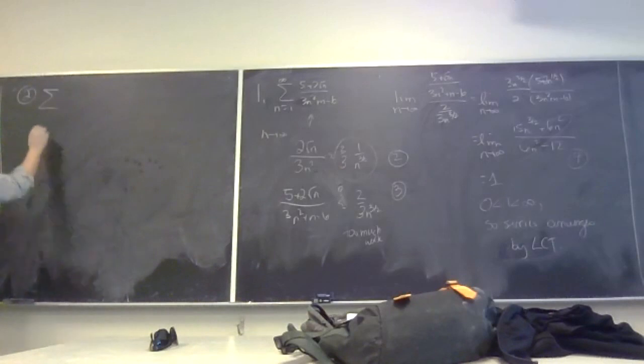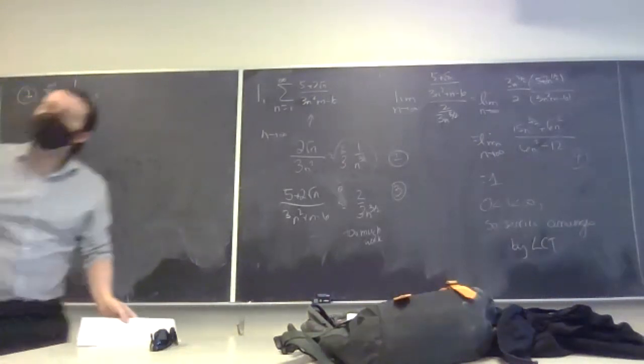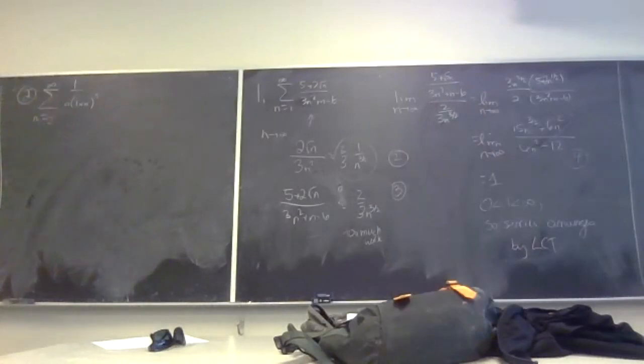Okay. Second question. The sum from n equals 2 to infinity of 1 over n times the natural log of n to the 5th. Now, even if you didn't know by the theory of math classes that this must be an integral test, why would you suspect it's an integral test anyway?